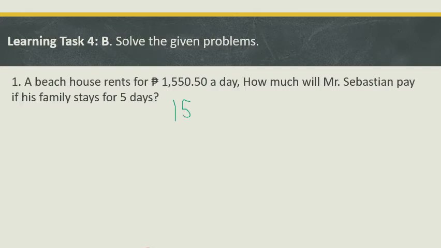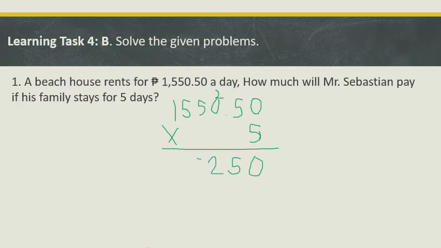Burahin natin para gawin natin siyang number lang. So, 1, 5, 5, 0.50 times 5. Okay, start tayo dito sa kanan. 5 times 0 is 0. 5 times 5 is 25, so carry 2. 5 times 0 is 0 plus 2 is 2. 5 times 5 is 25, so carry 2. 5 times 5 is 25 plus 2 is 27, so carry 2 again. 5 times 1 is 5 plus 2 is 7.